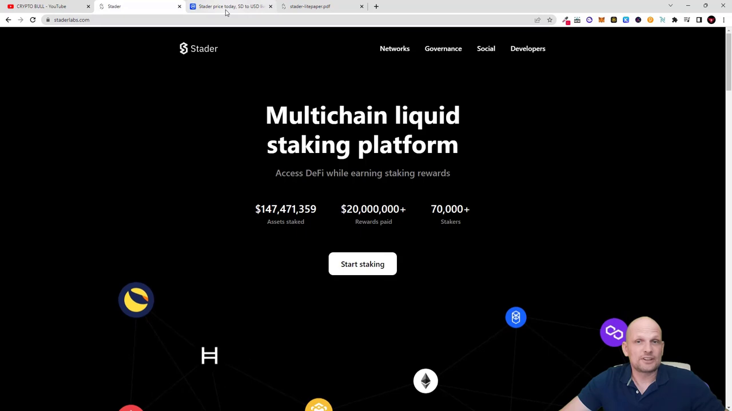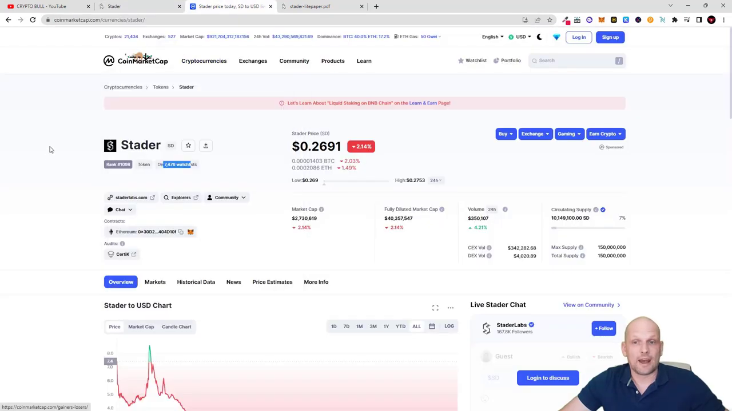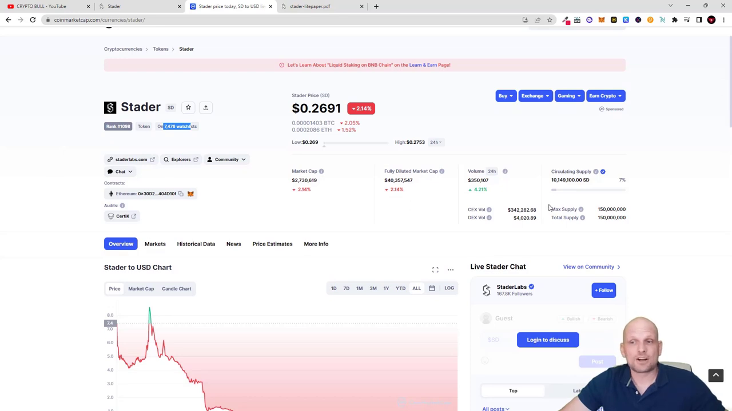As an investor, very important for me is the token and tokenomics of the projects which I am reviewing. And as you can see, the maximum supply of the Stader token is very, very small. It's not billions, not trillions, not quadrillions as with many other cryptocurrencies. It is only 150 million. This means that there will only ever be 150 million Stader tokens. The ticker for this token is SD, guys, and currently the price is only 26 cents.